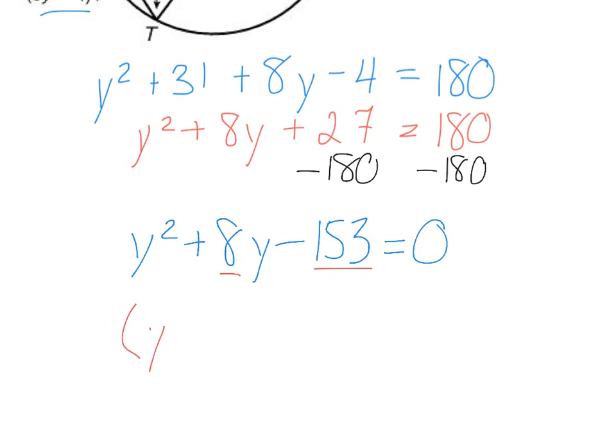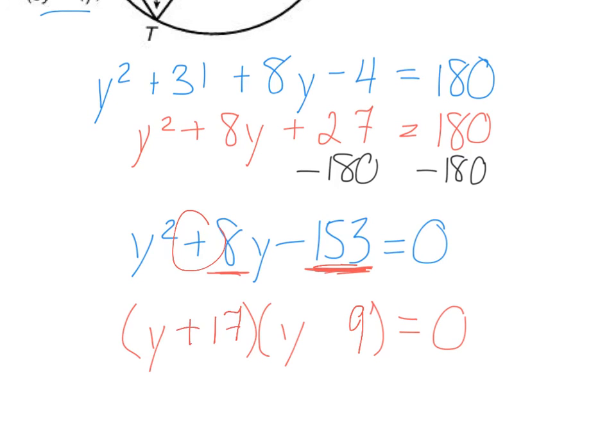I know my setup is going to be y and y for my first terms, and I'm looking for factors of 153 that are going to add to positive 8. Well, 17 and 9 are factors of 153. It's got to give me positive 8, so I'm going to make the 17 positive and the 9 negative. So my final answers for y are going to be negative 17 and positive 9.